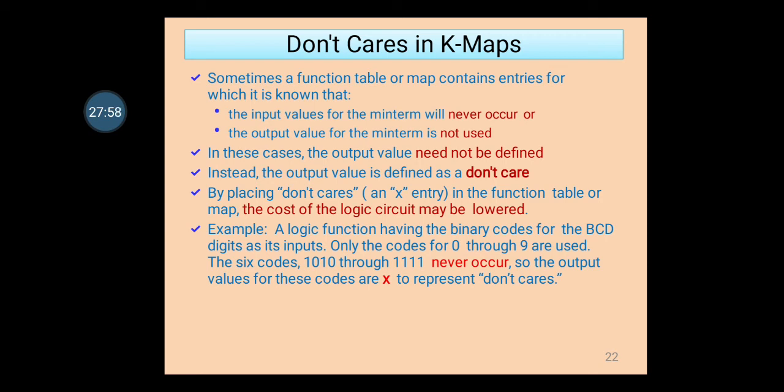Don't care conditions are the conditions in which the output is not that valid. You can use it or you cannot use it. Sometimes a function or table or a map contains entries for which it is known that the input variable for the minterm will never occur, or the output value of the minterm is not used. All these things are taken as don't care conditions, and they are shown with a cross.